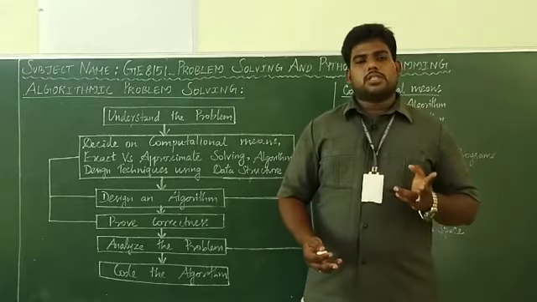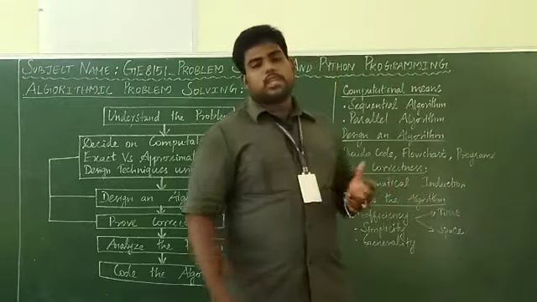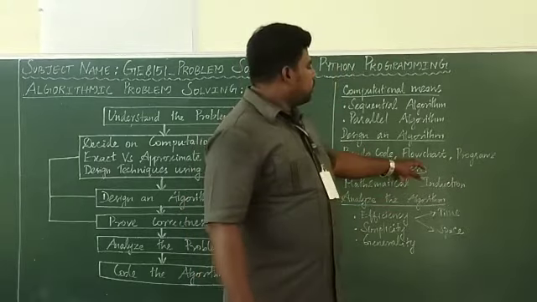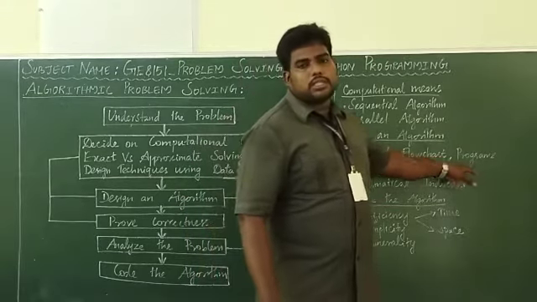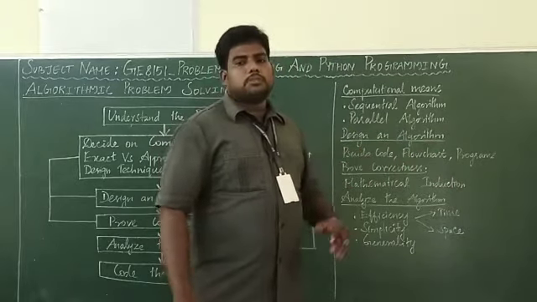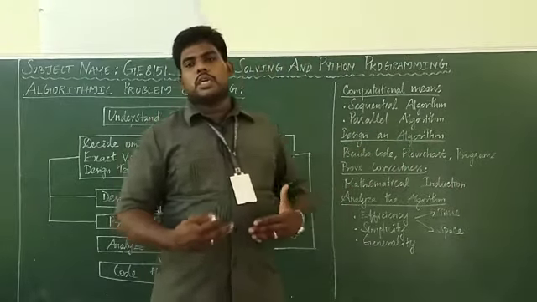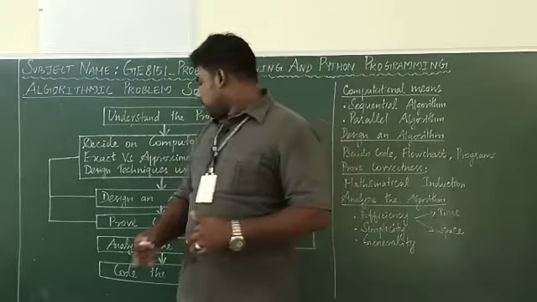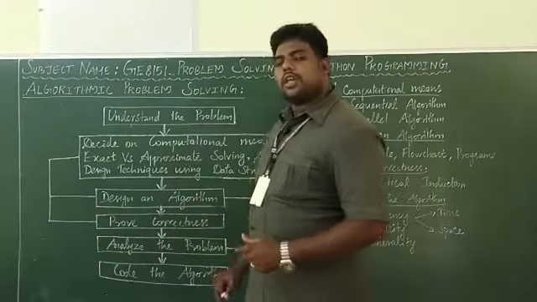There are three representations of algorithms. What are they? Pseudocode, flowchart, then programs. That is step-by-step instruction. Pseudocode, flowchart, and program. These are the ways we can design different algorithms. That is only the design of an algorithm.